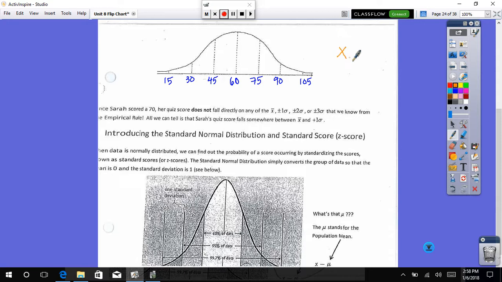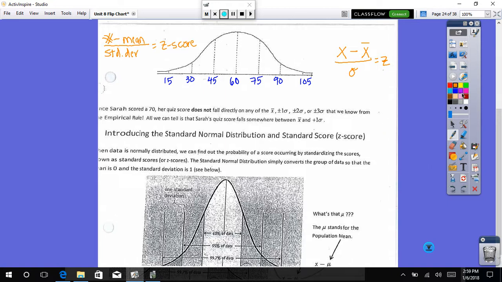Sarah's score is going to be our x. Our x is going to stand for our score. Let's list it like this: our score minus our mean, because that's what we're used to seeing, over our standard deviation. That's going to give you your z-score. So again, we have our number minus our mean over our standard deviation, and that gives you your z-score. Number minus our average divided by our standard deviation gives us our z-score.